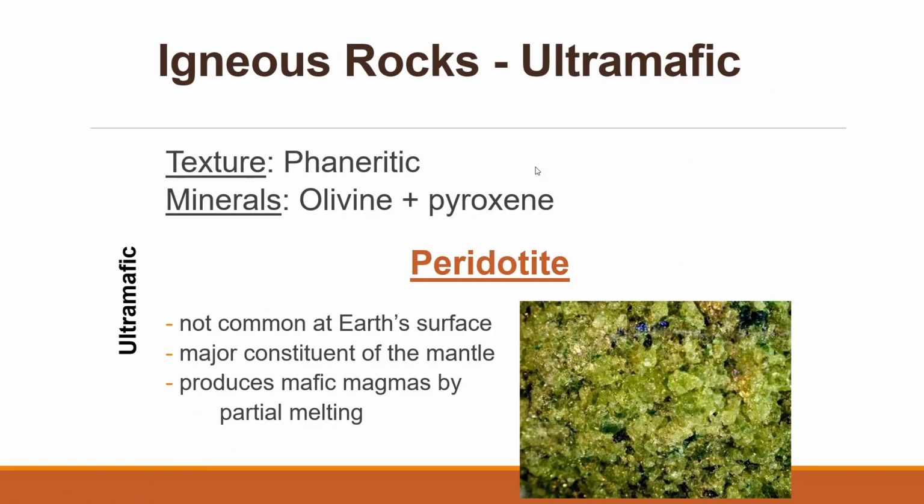So now I'm going to quickly go through each of these different rock types. So I'll start off with ultramafic. If we have a phaneritic texture, it is peridotite. It's primarily olivine with maybe a little pyroxene. It's not common at Earth's surface, but it is basically the mantle. It can produce mafic magmas by partial melting.